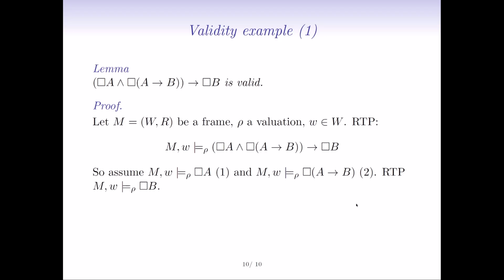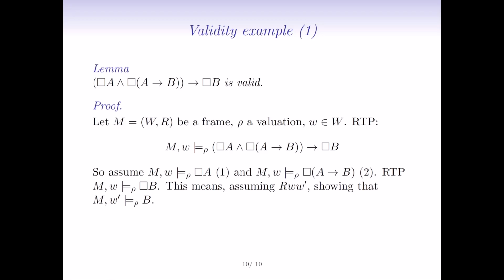This is good practice, by the way, if you ever want to refer back to things. And what we have to show, required to prove, RTP, is that the formula box B is true at W. Okay, so we have two box formulas that are true at W, and we have to show that a third box formula is true at W. So we have to go back to the definition of the satisfaction relation and check that. Now, just remember that to show box B means we have to show that for all worlds accessible from W, B holds at those accessible worlds.